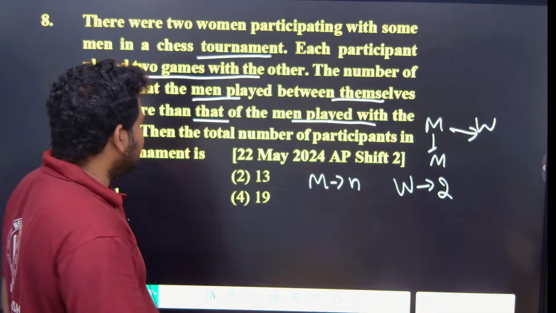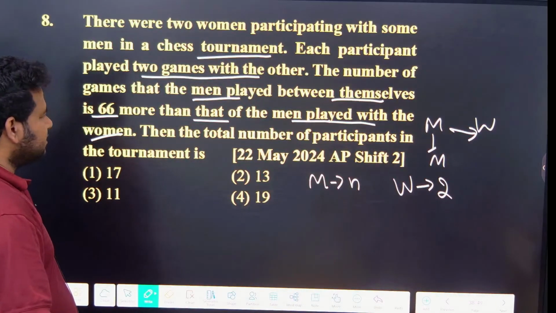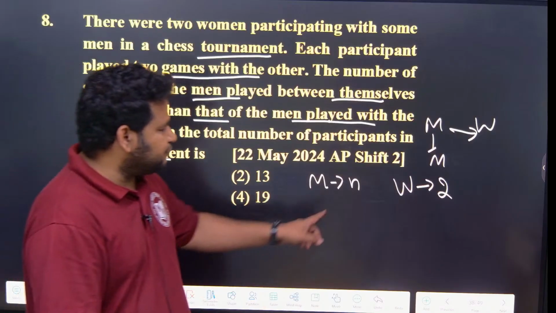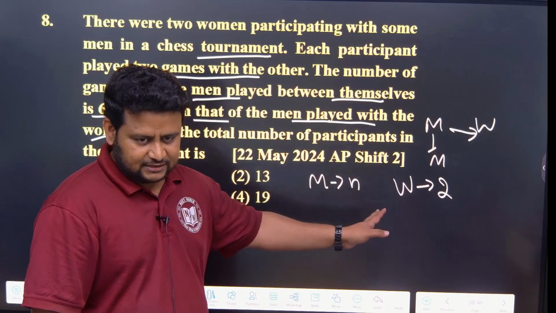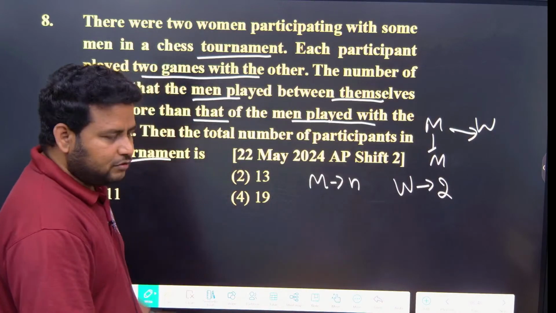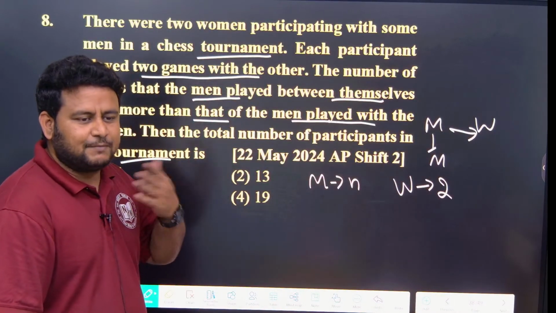Then they are asking the total number of participants. That means we have to find out the value of n, then we will get it easily. n plus 2 will be the number of participants, since they have told only 2 women. Now first, they have told men will play among themselves.